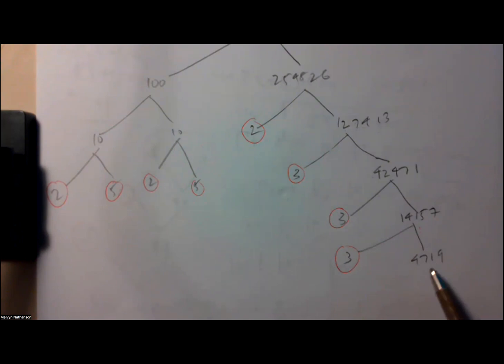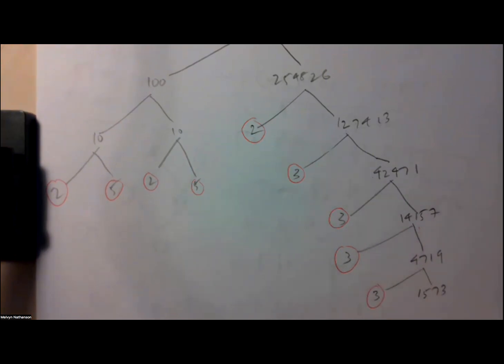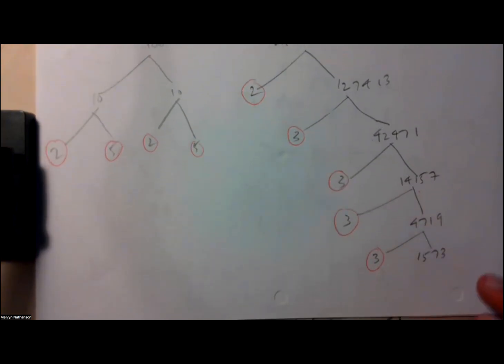I keep trying to divide by 3. Who knows what happens? I divide this by 3. I get 1,573. Oh wow, a lot of 3's in there. Okay, I should have written it smaller or used a bigger piece of paper. Let's see, if I divide this by 3, 5, this is not divisible by 3.